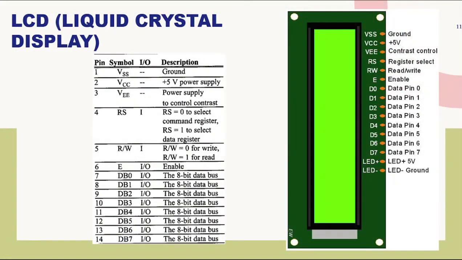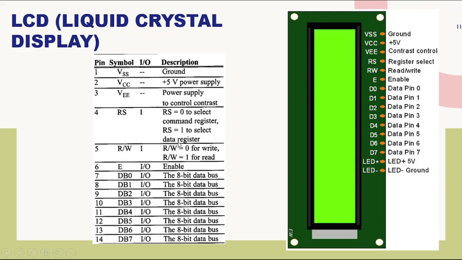So now we are going on to the peripherals which will be interfaced with our microcontroller. First peripheral is the LCD, liquid crystal display. This is the 16:2 LCD. In our project we are using 16:4, but there is not much difference in the pins, just the size. So I am going to explain the 16:2 one.